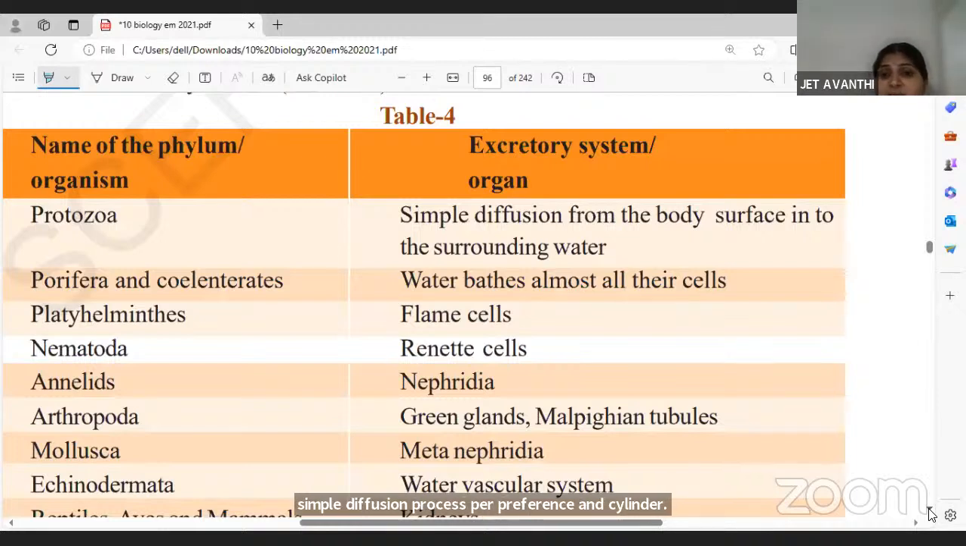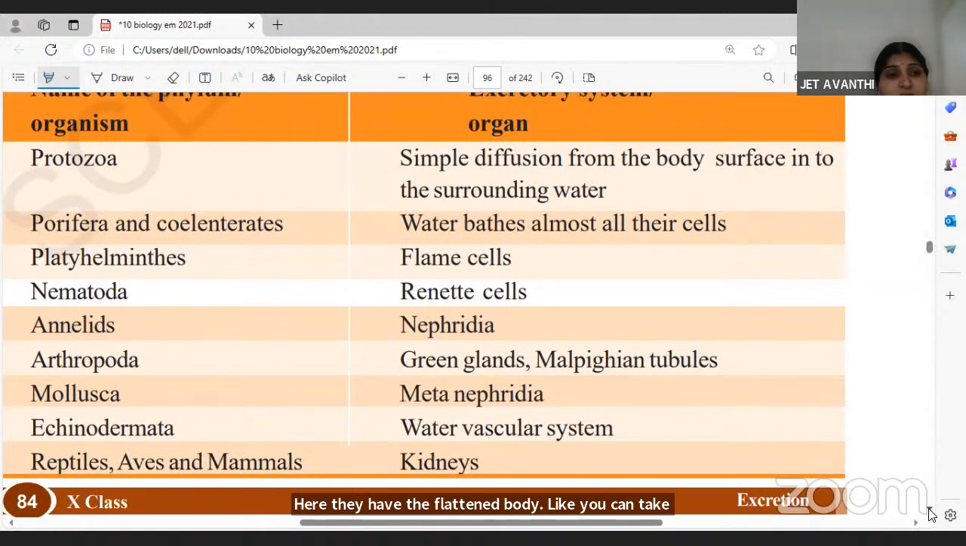So here water will be bathing them. They are mostly aquatic, and water has dissolved oxygen. Water will be moving through the complete body, and the water takes all the excretory products, all the waste from the body. So they are not evolved with any specialized cells. The specialized cells have been formed from the third phylum of the animal kingdom, that is Platyhelminthes. Here they have a flattened body, like tapeworms, and also nematodes, annelids, arthropods.